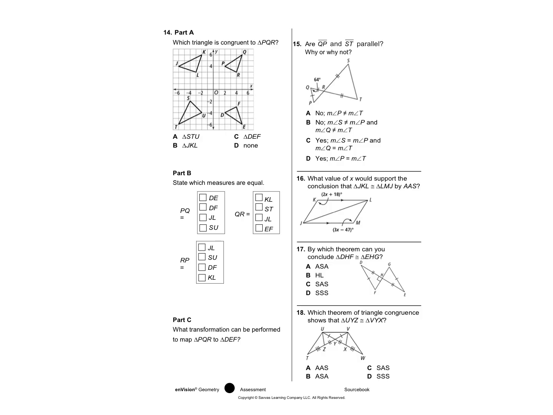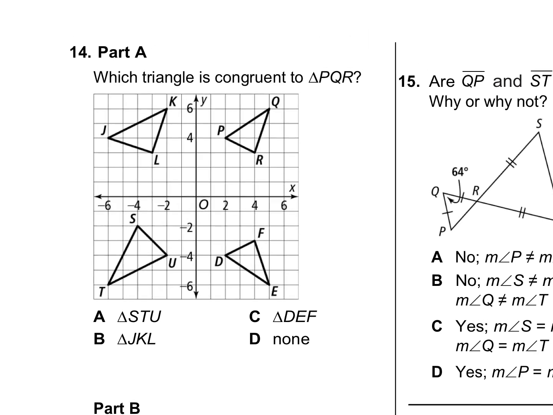Number 14 has 3 different parts: Part A, Part B, and Part C. In order to answer Part B and C, you have to answer A first. So you have to do these in order. You have to answer A before you can answer the rest.